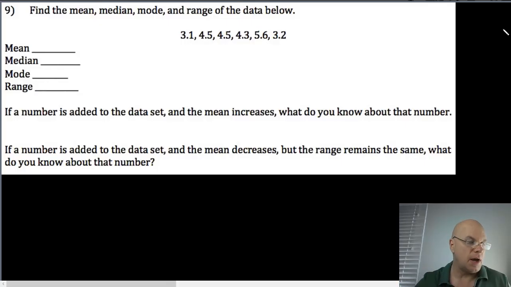Problem number 9 at the top of page 3 is a pretty straightforward problem, just checking to see whether you remember how to find the mean, median, mode, and range of a set of data. The most important thing to remember, and the most common mistake usually made on a problem like this, is forgetting to order the numbers first. They're given to you in some random order. You need to order them from least to greatest.